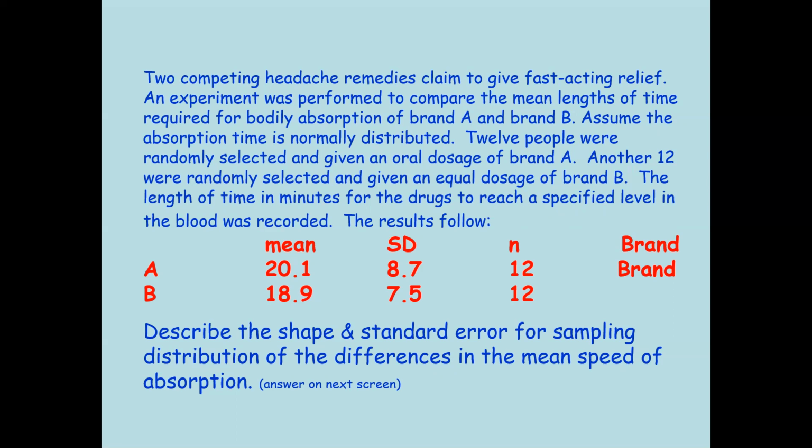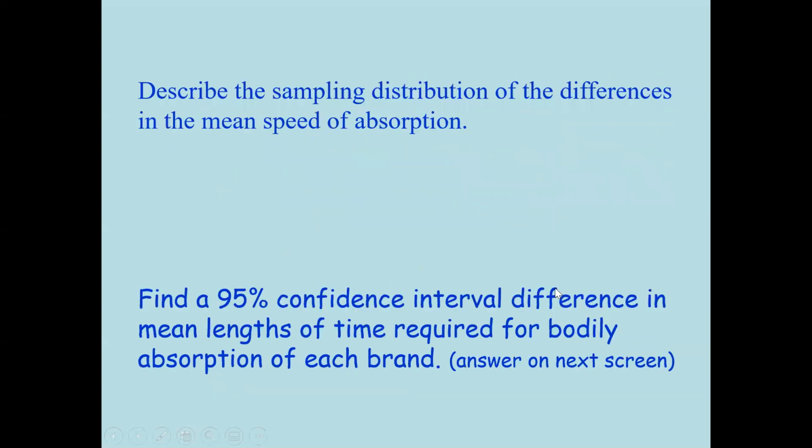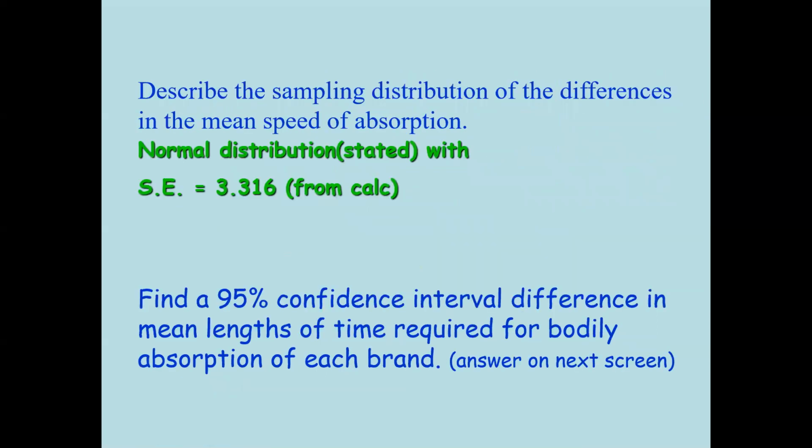We had a mean for A of 20.1, a mean for B, and a standard deviation for A and B, with 12 as the sample size. So describe the shape and standard error for the sampling distribution of the differences in the mean speed of absorption. Well, for shape, look, it says normally distributed, stated, and our standard error you can either find from the calculator or using the big long formula. We should get a value of 3.316, but the calculator will find this for you.